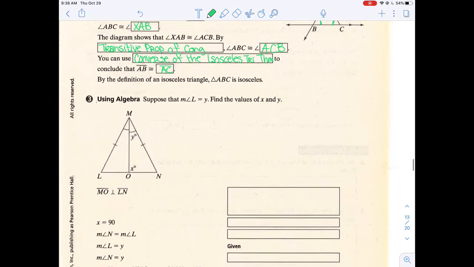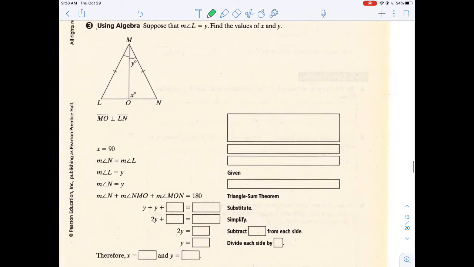Okay, so number 3, using algebra. Suppose that the measure of angle L equals y. Find the values of x and y. So, right here, y is marked, and we're saying that angle L is congruent to y.